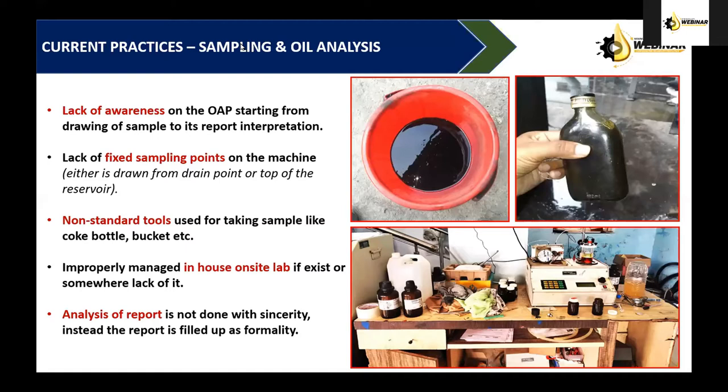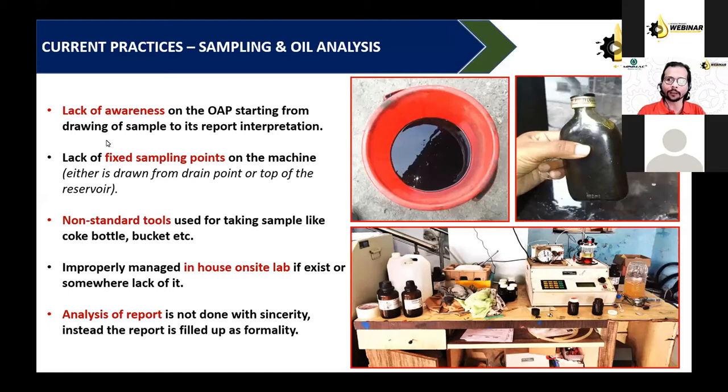Then method of sampling. There is ISO standard for sampling method, in which the chances of environmental contamination addition is minimal. Suppose we open a bottle and we take sample from a drain point. Till the bottle is filled, it is in contact with surrounding air. So oil is continuously getting contaminated since it is exposed to contaminated surrounding. So that sample, even if we test in the lab, the result will not be exact reflection of the oil condition available inside the tank.